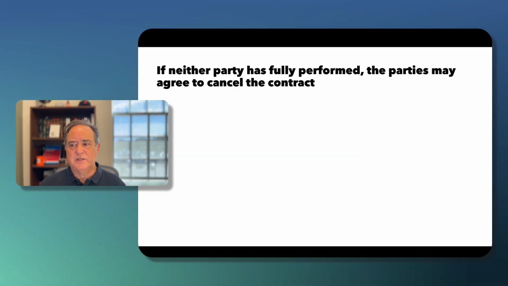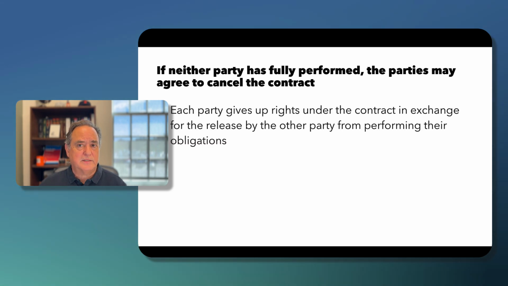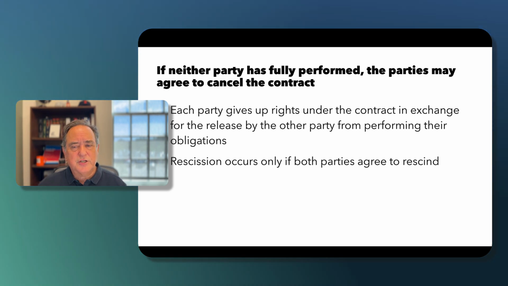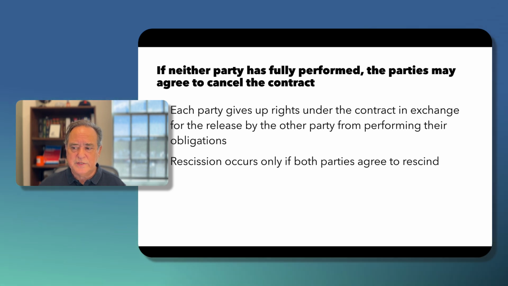Starting with rescission. Now, if neither party has fully performed, the parties may agree to simply cancel their contract. Each party gives up the rights under the contract in exchange for the release by the other party from performing their obligations. So essentially, the parties return to the position they would have been in had the contract never been executed. Rescission only occurs if both parties agree to rescind.